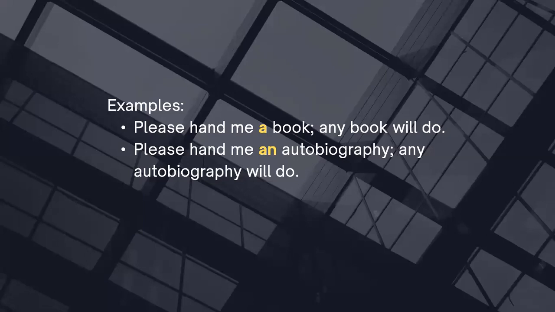Okay, so now looking at this example, you can see the ideas are put out in a general view, right? It is not specified. They have not asked, please hand me Barack Obama's autobiography book, right? Or please hand me Nelson Mandela's autobiography. No. If we do that, it becomes a definite idea, right? So here it's indefinite. So please hand me an autobiography. It can be any autobiography will do, right? Okay. So can you make some sentences using a and an?